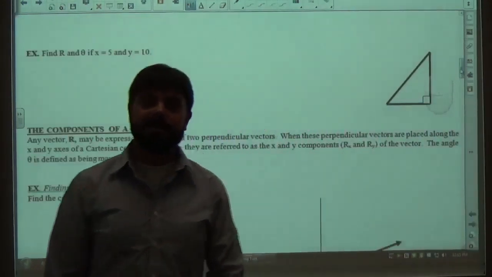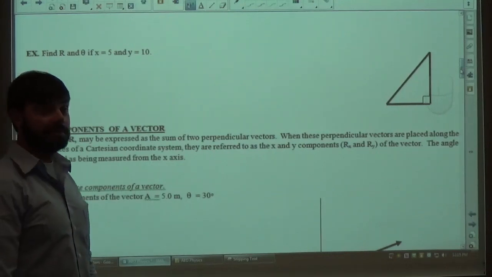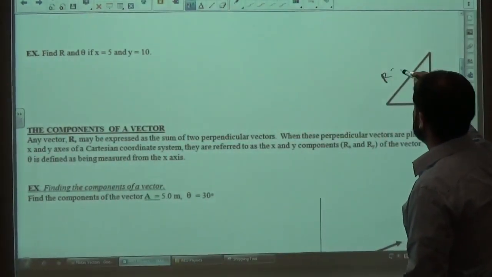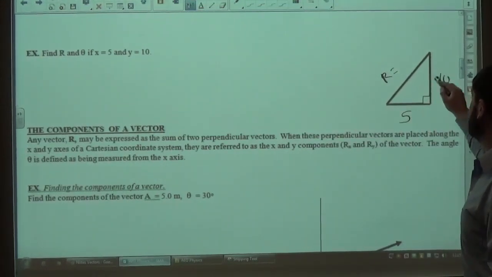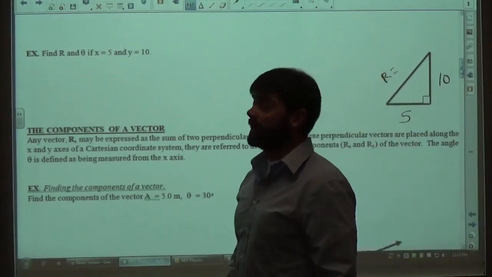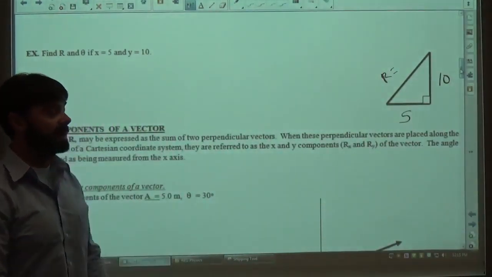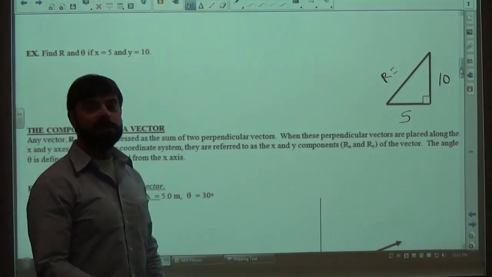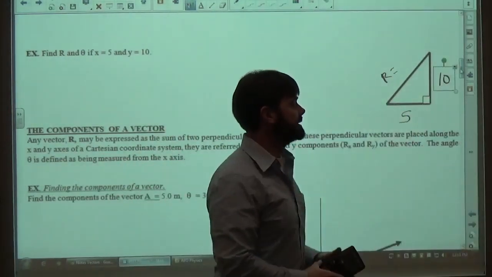Next example, this says they want us to try to find r, so we do not know what r is. So r is the unknown here, and they tell us that x is equal to 5, and that y is equal to 10. So we do not know theta, and we do not know r, so things are kind of given to us in an opposite order. So what you have to think about here a little bit is, what do we have? You do know opposite, you do know adjacent.